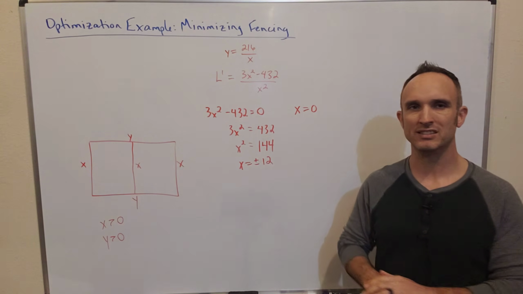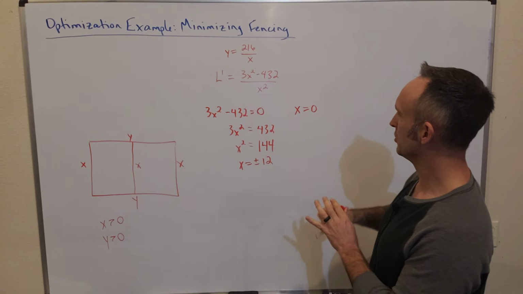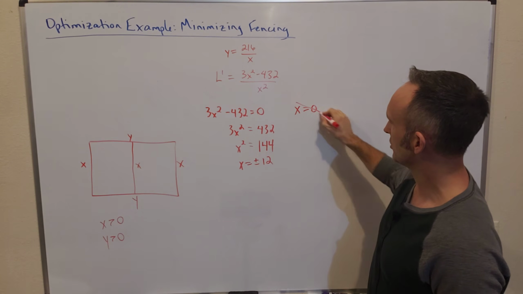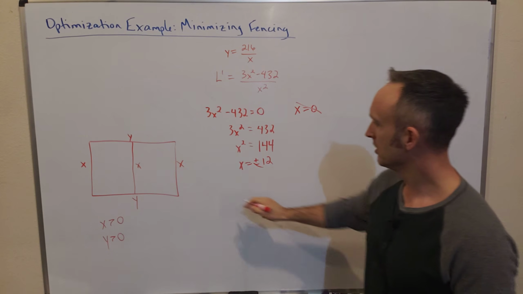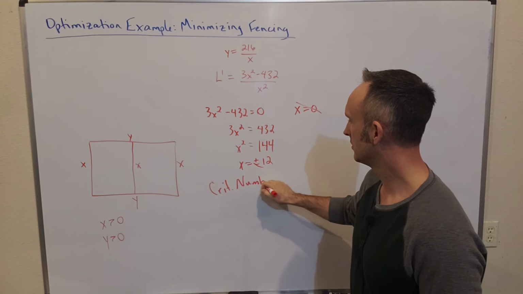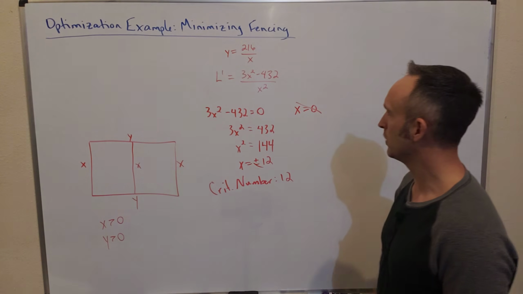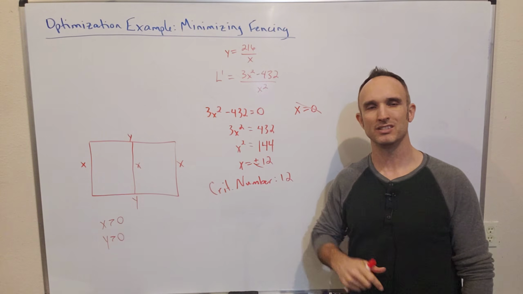Neither one of them could be 0 if we actually have a rectangle. So when I'm looking at this, that's actually going to eliminate 0 as a critical number, and it's also going to eliminate the negative 12 as a critical number. So the only critical number we get is positive 12, okay? Understanding that we're looking at x values bigger than 0.